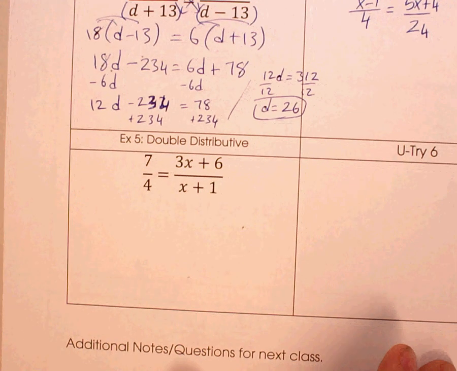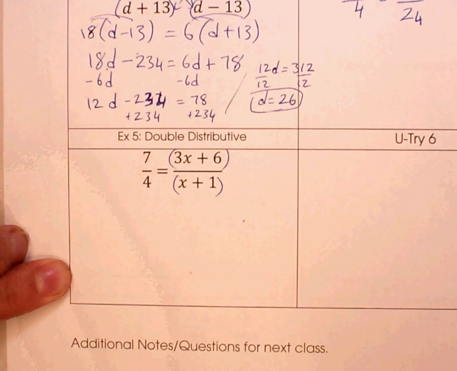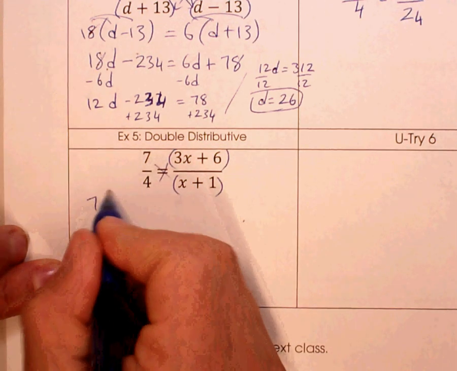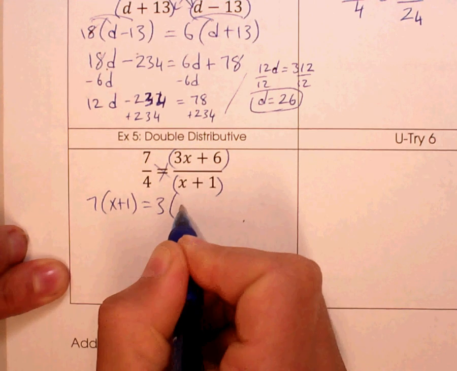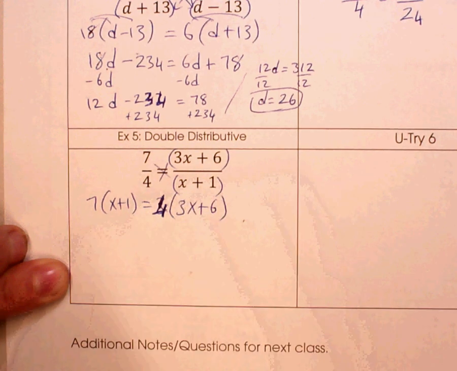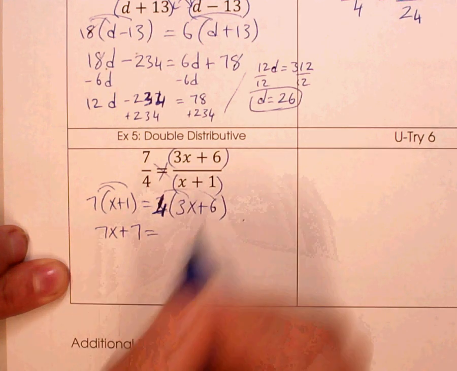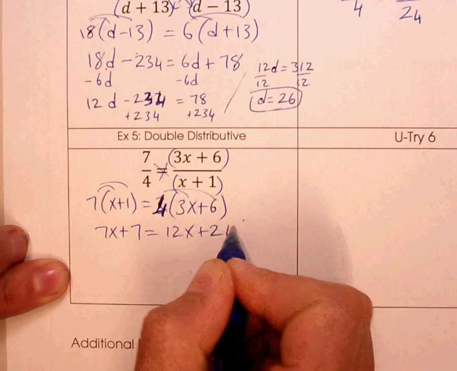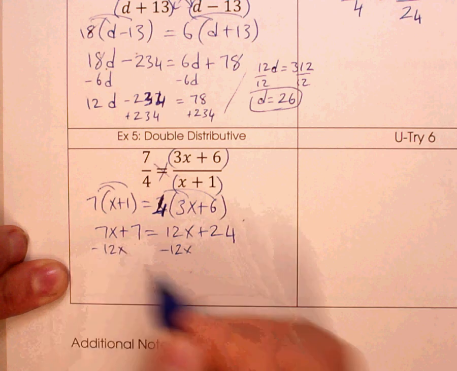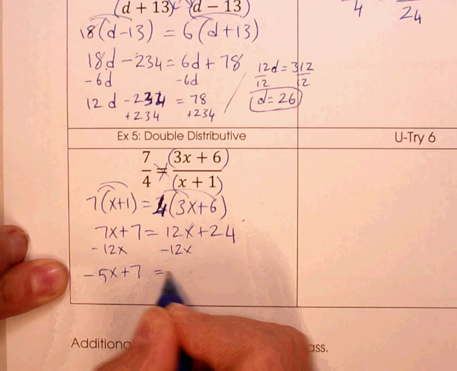Let's do one last example of double distributive. I will put parentheses around my numerator and denominator because I see more than one term. Then I'll do my cross multiplication. 7 times (x plus 1) is equal to 4 times (3x plus 6). If I distribute, we will get 7x plus 7 is equal to, distribute 4, 12x plus 24. Let's subtract 12x from each side. These are cancelled. I have negative 5x plus 7 is equal to 24.